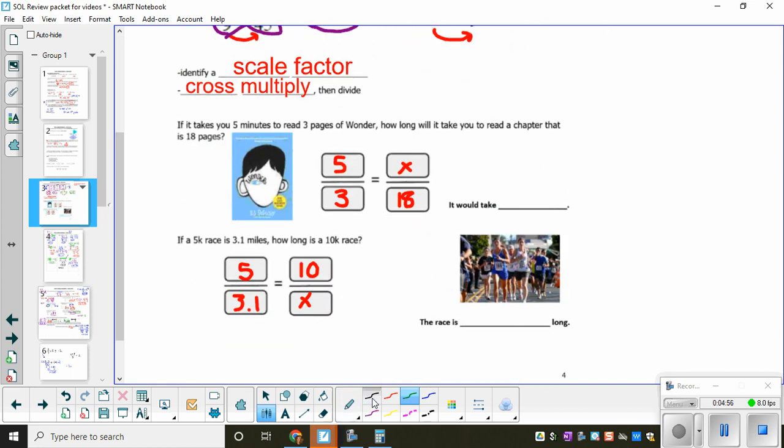Now, the last part of this video, I just wanted to walk you guys through two different scenarios because I wanted to point out that we don't always put X up top and we don't always put X in the bottom. We have to kind of decide. It just depends on the problem.